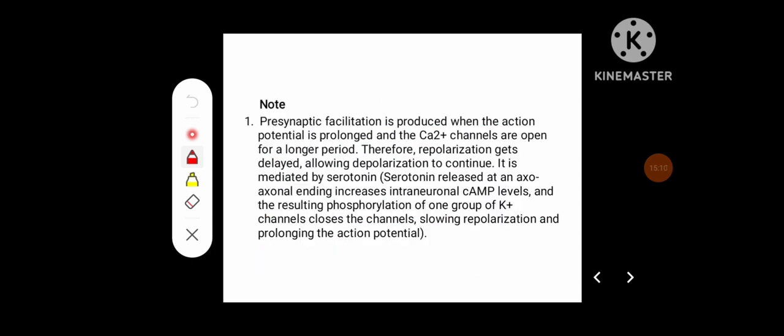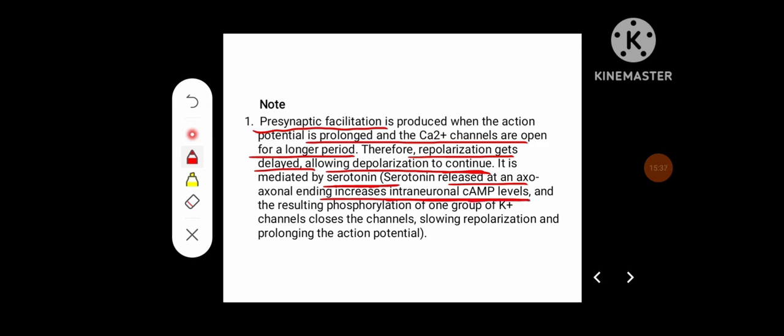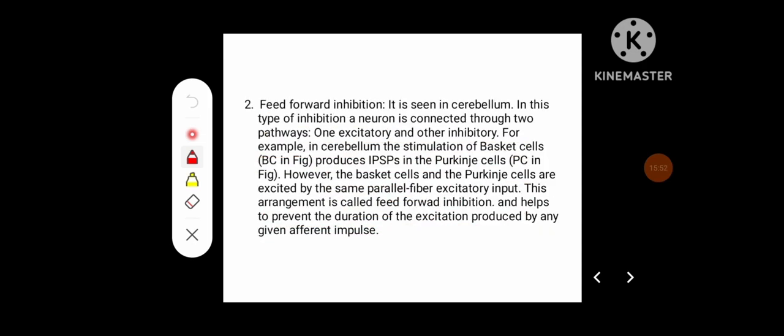Note that there is also a phenomenon called presynaptic facilitation, which is produced when the action potential is prolonged and calcium channels are open for a longer period. Therefore, repolarization gets delayed. It is mediated by serotonin. Serotonin released at the axoaxonal endings increases intraneuronal cyclic AMP, and this results in phosphorylation of one group of potassium channels. This closes the channels, slowing the repolarization and prolonging the action potential.